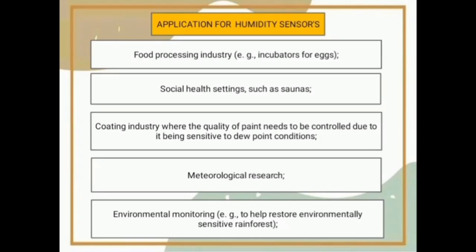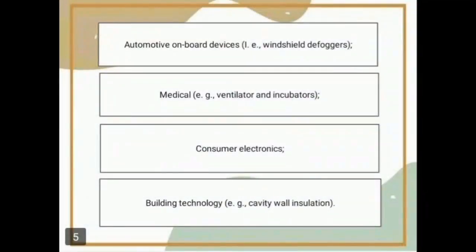Meteorological research, and of course, environmental monitoring. For example, environmental monitoring is used to help restore environmentally sensitive rainforests. Another is automotive onboard devices, for example windshield defoggers, and of course, medical, for example the ventilator and incubator. So it is also very familiar. And of course, consumer electronics. And lastly, building technology, for example building cavity wall insulation.